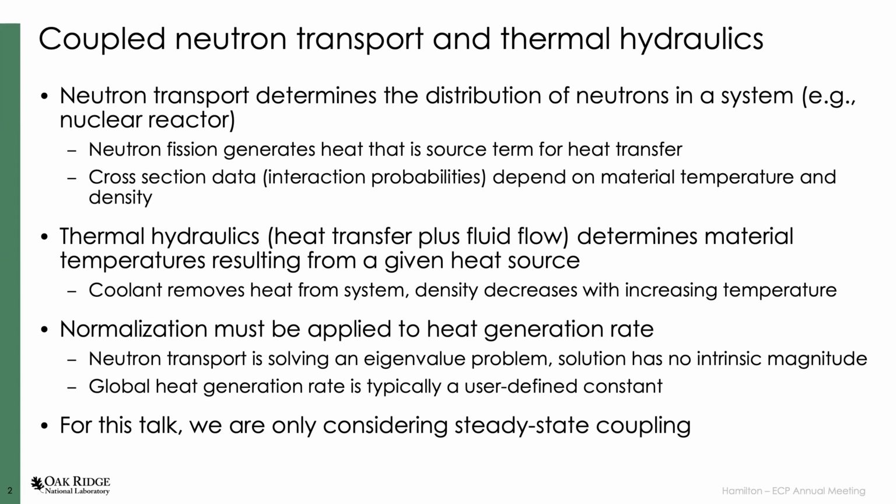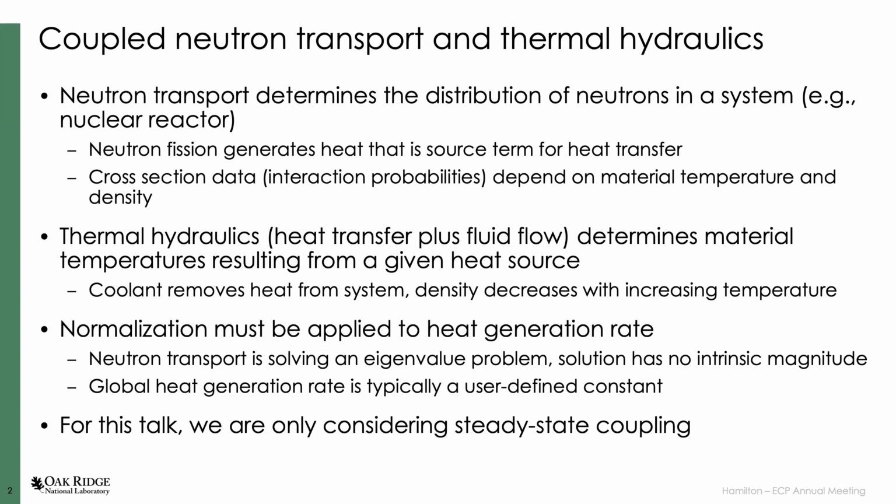The cross-section data that exists inside of that neutron transport calculation depends on the temperature of the material. So those are the two pieces in the neutron transport. On the thermal hydraulic side, the source term for our TH calculation is that heat generation rate from fission. And then the energy that is deposited is going to diffuse out through the solid regions. It's going to be carried away by the coolant in the system.